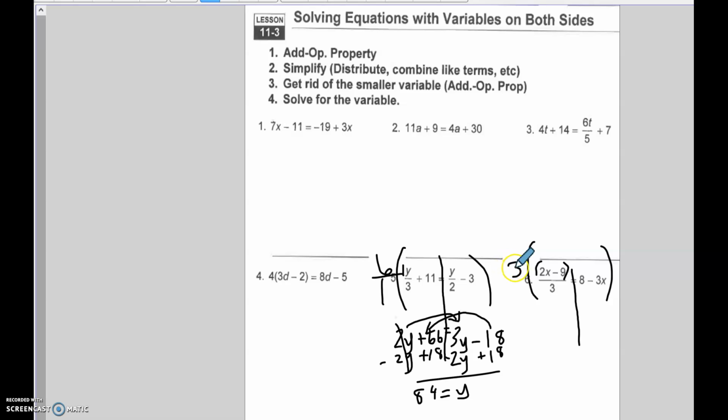So the 3's will cancel out, and what you'll be left with is 2x minus 9. Because there's an invisible parentheses around that. 3 and the 3 just cancel out there. And then I need to remember here that I need to multiply the 3 times the 8 and the minus 3x as well. So I get 24 minus 9x.